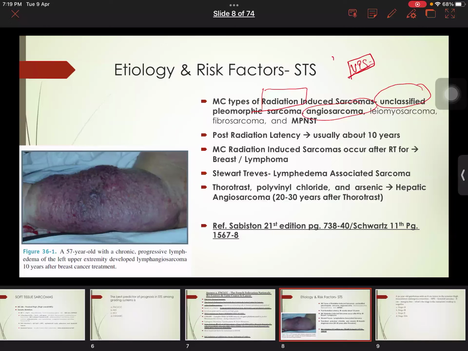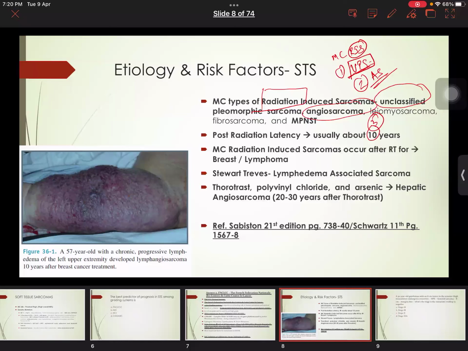If they ask you which is the most common radiation-induced sarcoma, the answer is going to be UPS. Second most common is probably your angiosarcomas. These are the two most common sarcomas associated with radiation. The latency period is usually 10 to 20 years. At least 5 to 10 years will be there, a latency period before the tumor actually develops.